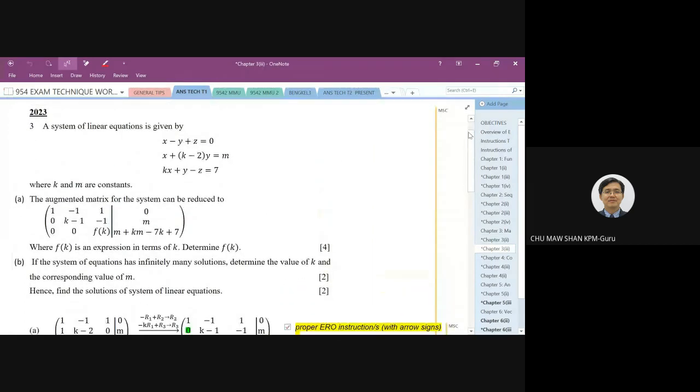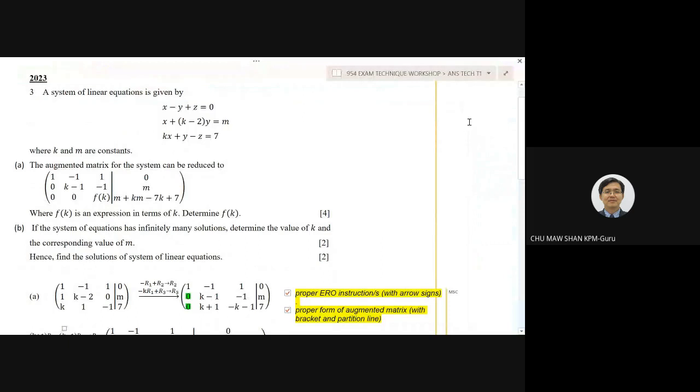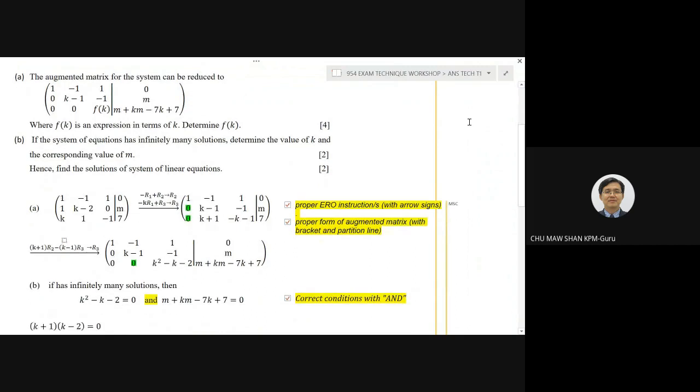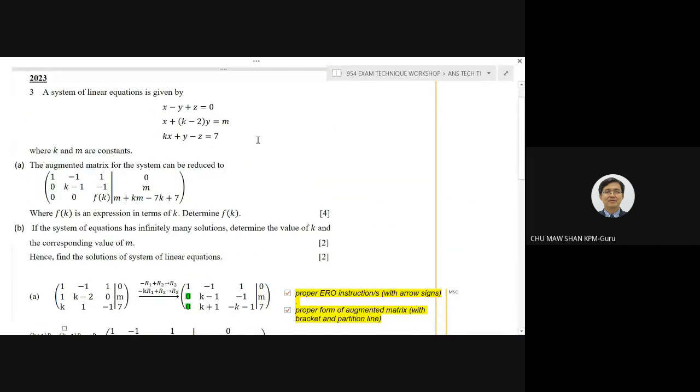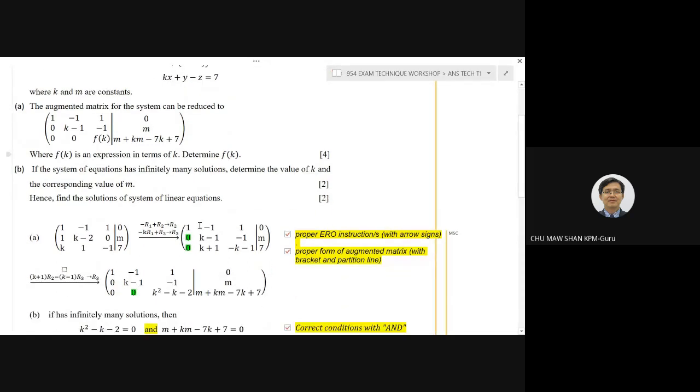Okay, 2023 question number 3. So you have this linear equation, and then you need to write in the augmented matrix, then deduce into the form given here. Then you determine your FK. So we start with here, augmented matrix.